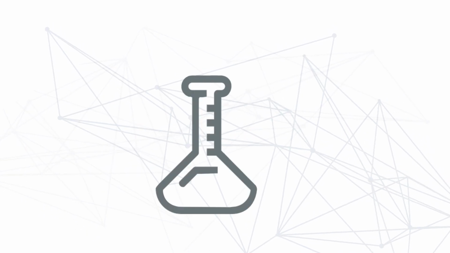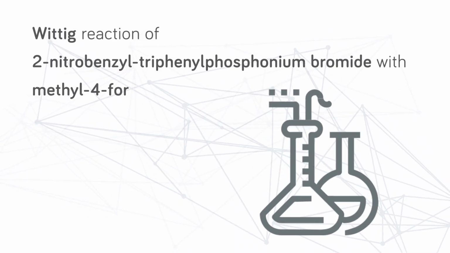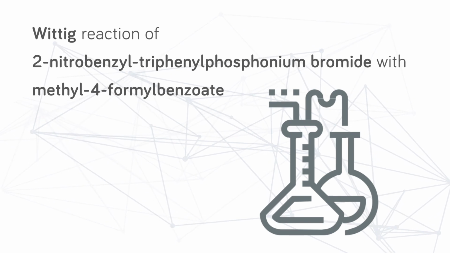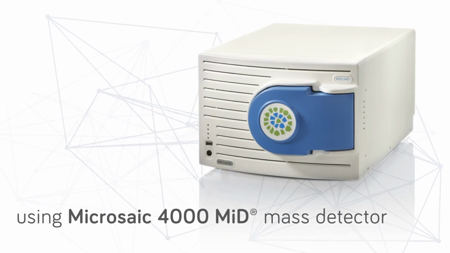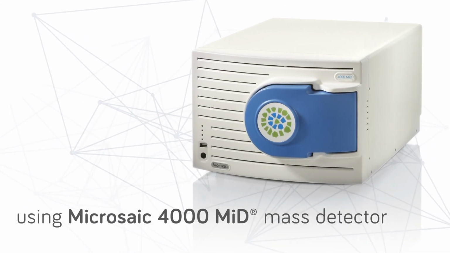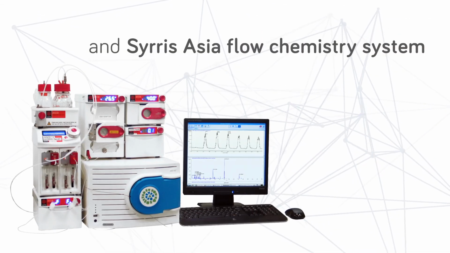In this video, we report the online reaction monitoring of the Wittig reaction of nitrobenzyl triphenylphosphonium bromide with methyl formyl benzoate using the Microsaic 4000 MiD mass detector and the Syrris Asia flow chemistry system.